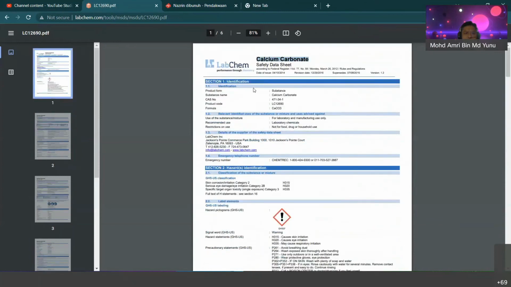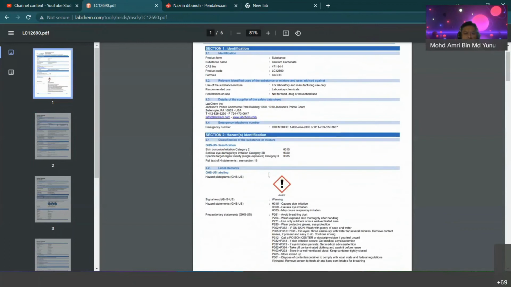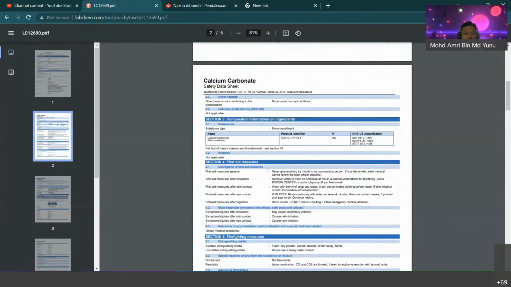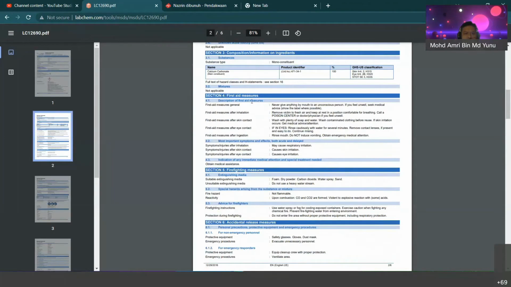What is the identification? It is the name. Hazard identification, Section 2. Section 3, composition. First aid measures: what happens if they are exposed. In the label, you cannot find this. That's why if there is any accident using the chemical, you need to find the MSDS. What to do, what is the first aid measure.